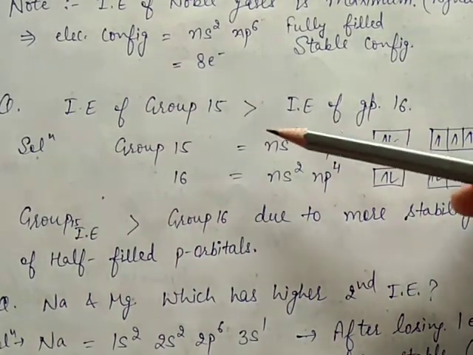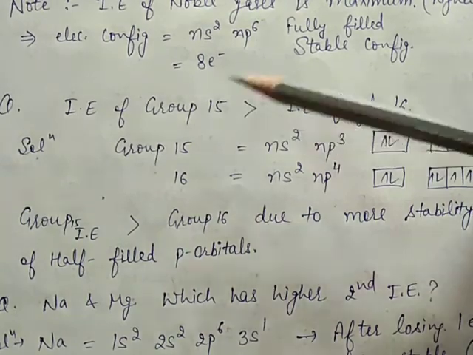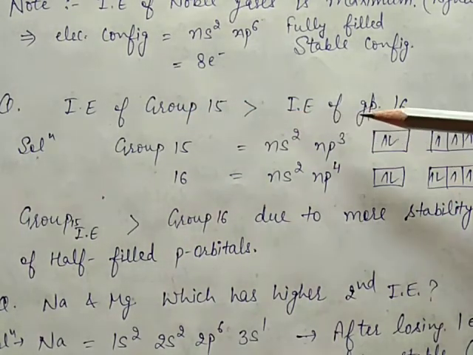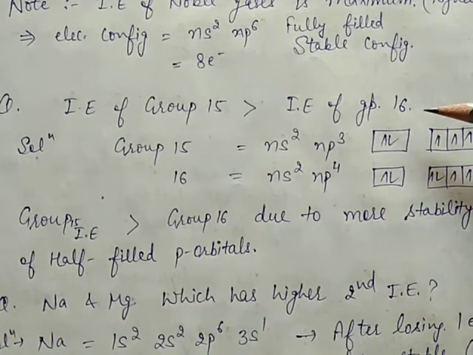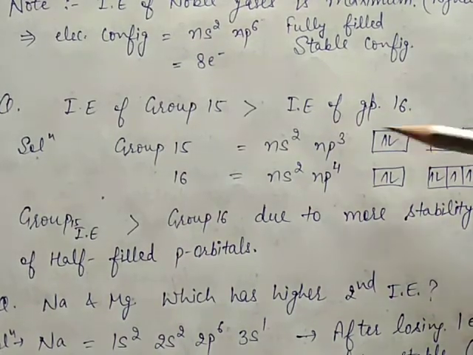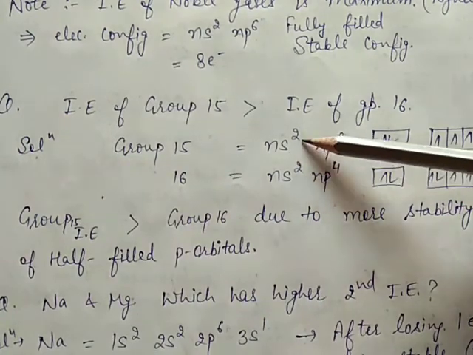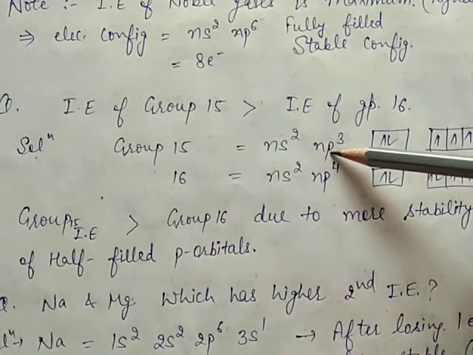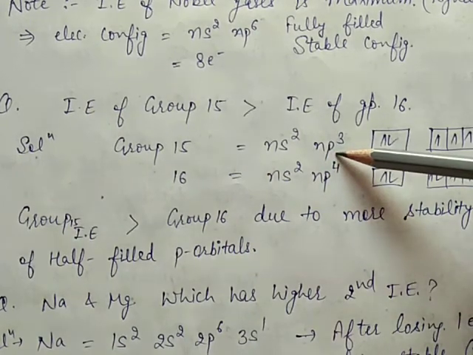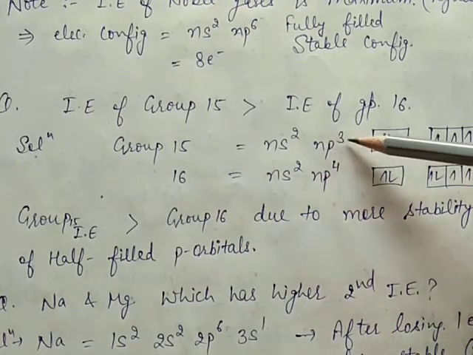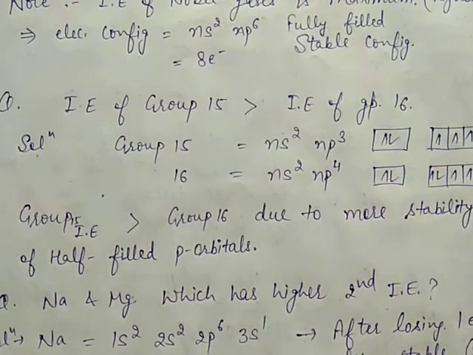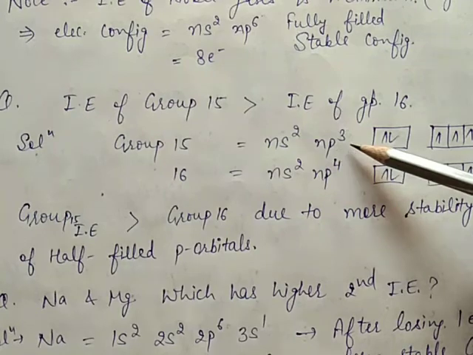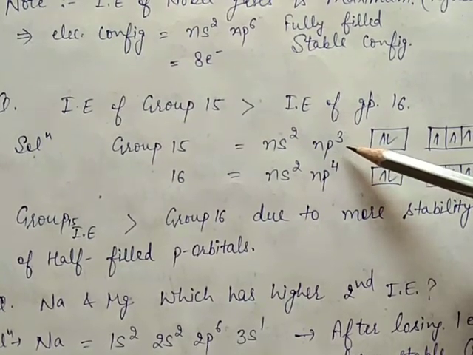Now the second question is based on ionization enthalpy. The ionization enthalpy of group 15 is higher than that of group 16. Why? Group 15 configuration is ns2np3. This is a stable, half-filled configuration, because p orbitals can hold 6 electrons, but in this configuration there are only 3 electrons. So 3 are present, so it is half-filled, and this half-filled configuration is more stable.